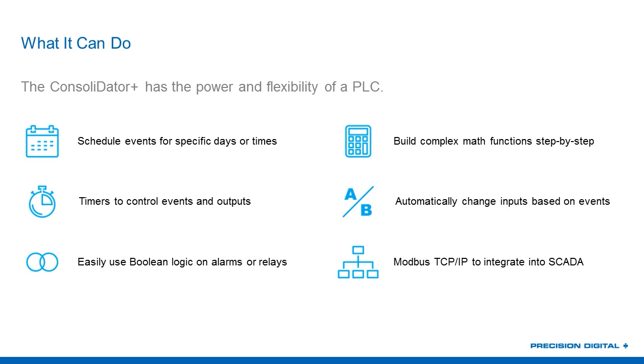So first and foremost, it has a real-time clock. So it is able to schedule certain events based on a specific day and time. Let's just say, for a very small example, you have a customer who wants to turn on a pump and let it run for 45 minutes every weekend for a half hour. What I can do is configure the ConsoliDator Plus to, on those specific days at that specific time, turn on a pump for a specific amount of time. That's just a very small example, but again, you can schedule events for specific days and times.